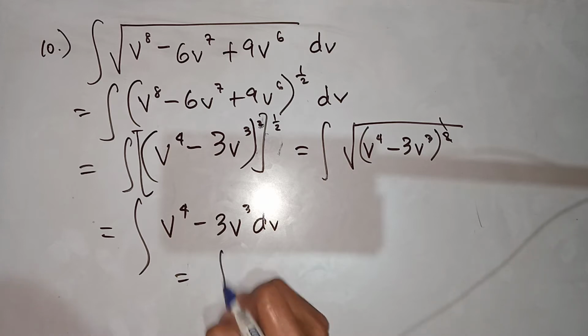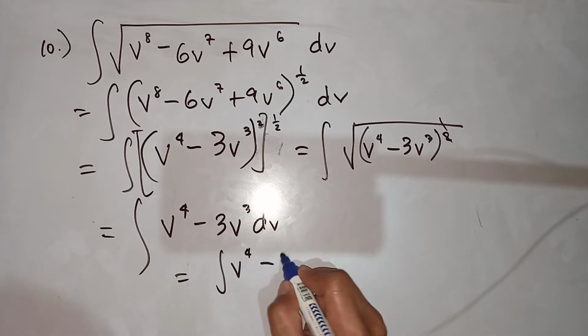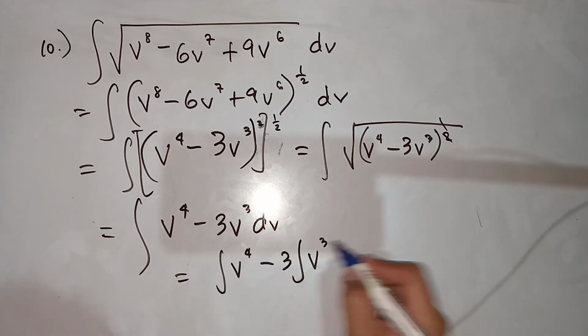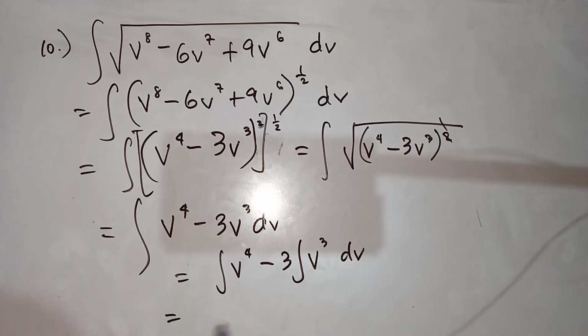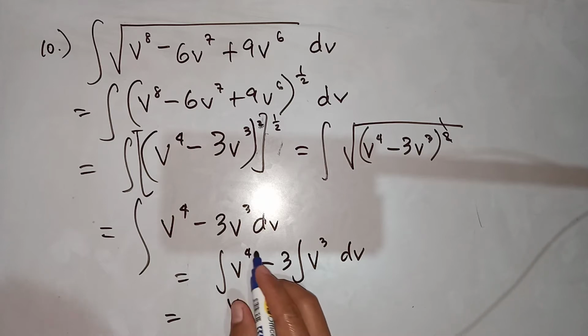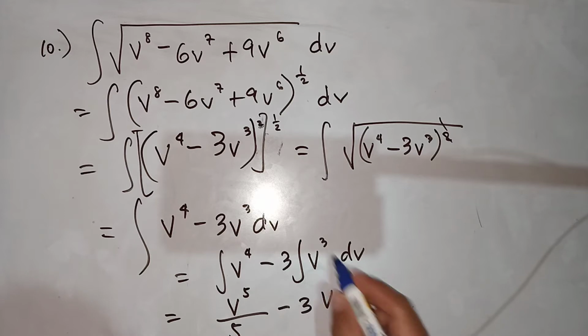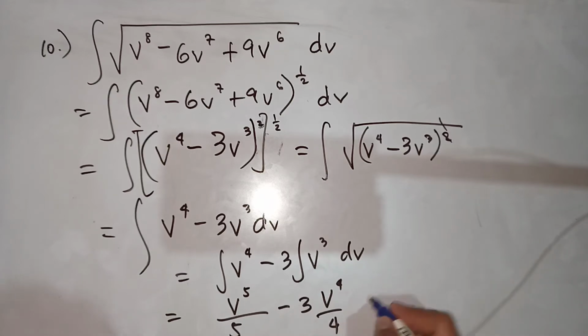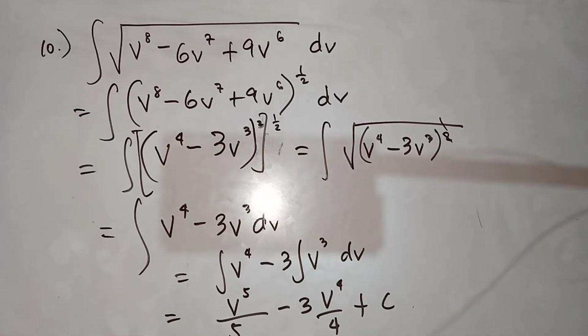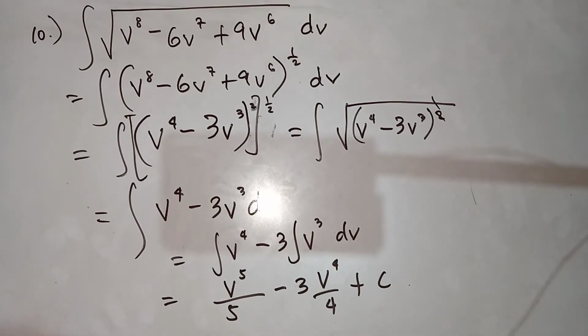So this becomes integration of v to the 4th minus 3 integration of v cubed dv. So this becomes v to the 4th plus 1 is v to the 5th over 5 minus 3 v to the 4th over 4 plus c. Let's not forget the arbitrary constant c. So our answer is this.